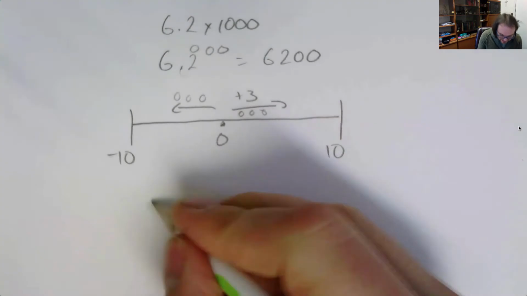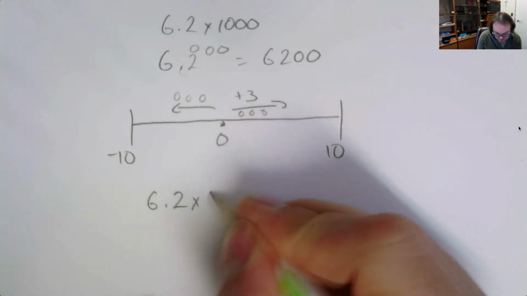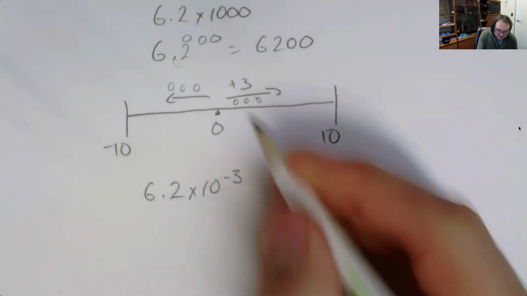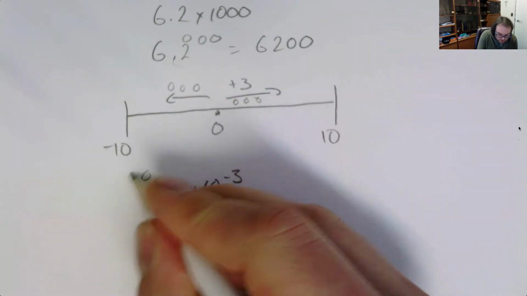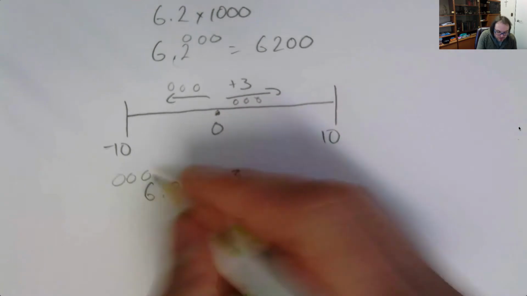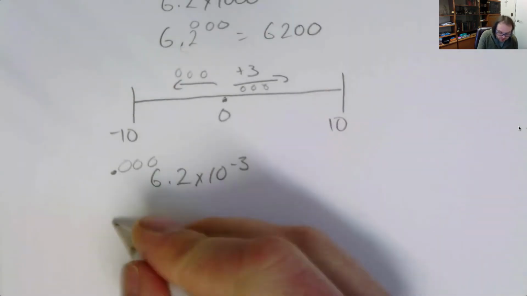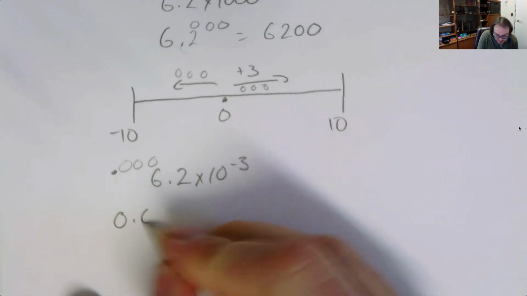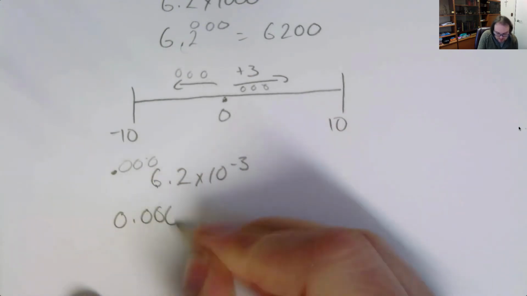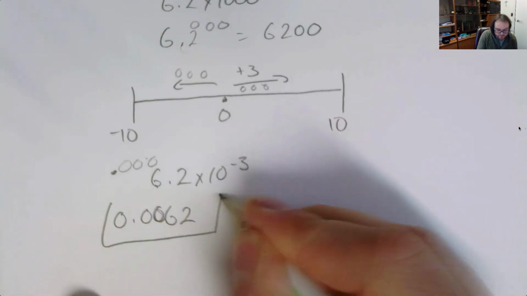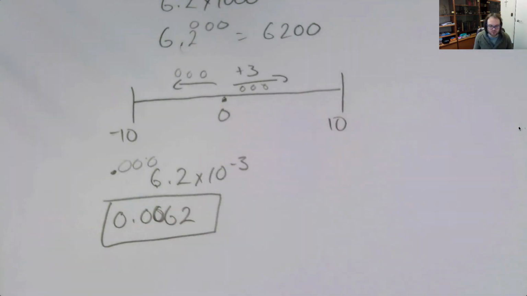So let's say I had 6.2 times 10 to the negative 3. In that case, that's like 3 zeros that way. So we have 1, 2, 3. Then my decimal is going to have to be over there. So I'm going to end up with 0.0062, and that's my answer. Okay? Let's try another one here.